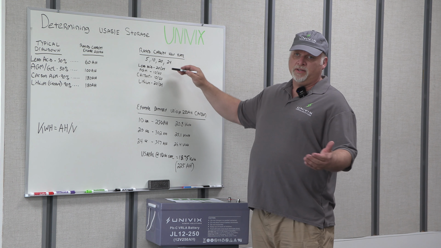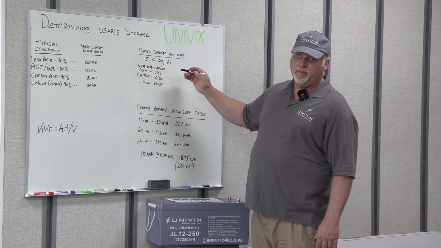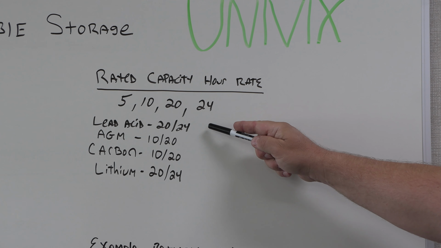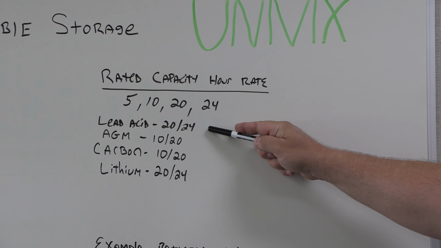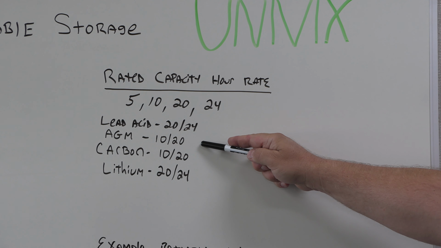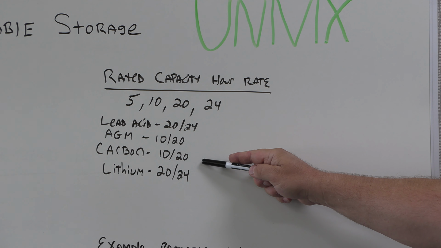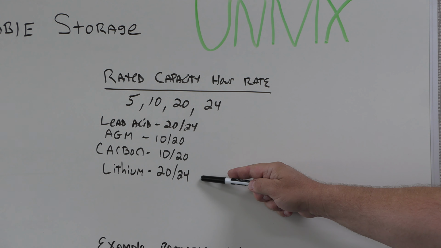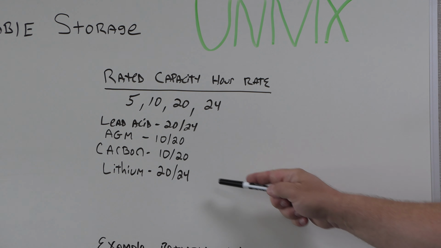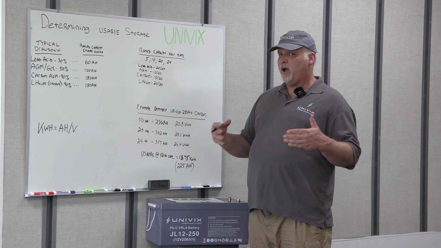So lead acid batteries, like you would buy just a deep cycle marine battery in a store, those are typically rated at a 20 or a 24-hour rate. An AGM battery can be a 10 or a 20-hour rate. Carbon can be a 10 or a 20-hour rate. And lithium is typically either a 20 or a 24-hour rate. So now you see where the problem lies.